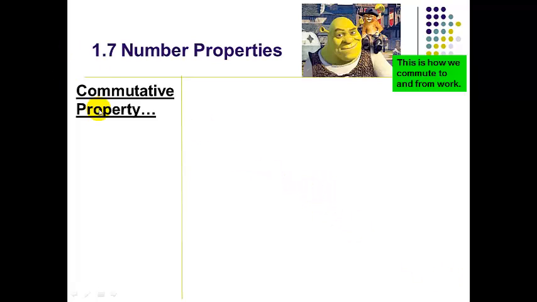The first one is the commutative property. We really want to focus on the fact that we are commuting. If you start in one spot and end up in another, you're commuting to that place. Mrs. DiBartolo and I drive from San Diego up to Guajome every day. We're commuting from one place to the other place. Thinking about commuting is how this property is going to work.